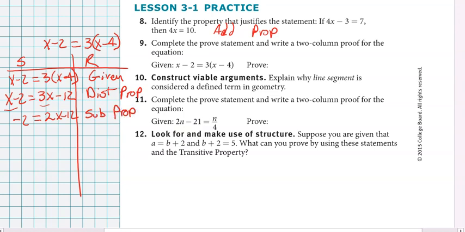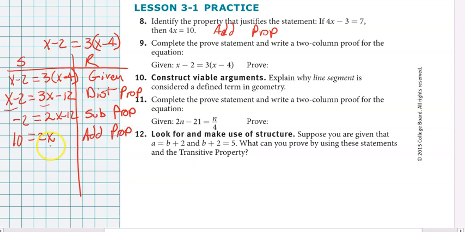All right, from here I can now start solving for x. I could add 12 and then divide by 2. So add 12 to both sides. You add 12 here, it cancels out. Add 12 here, negative 2 plus 12 is positive 10. So I added, so that's the addition property of equality.